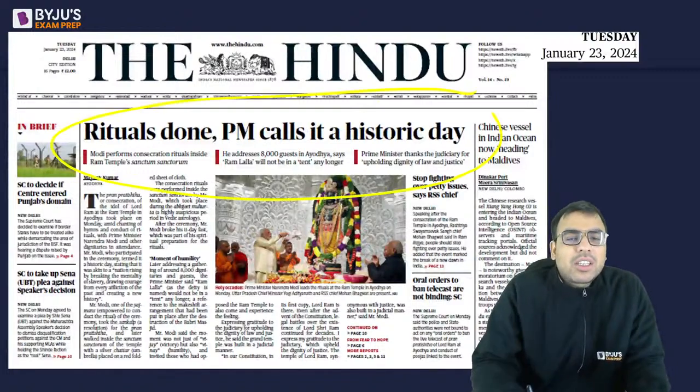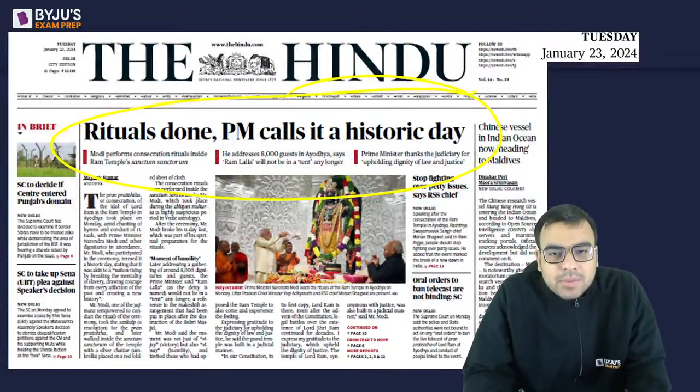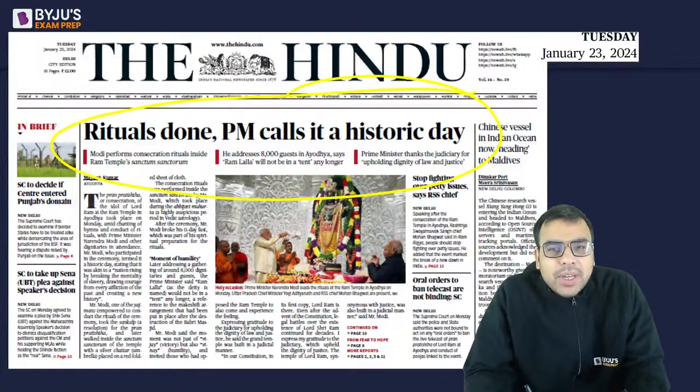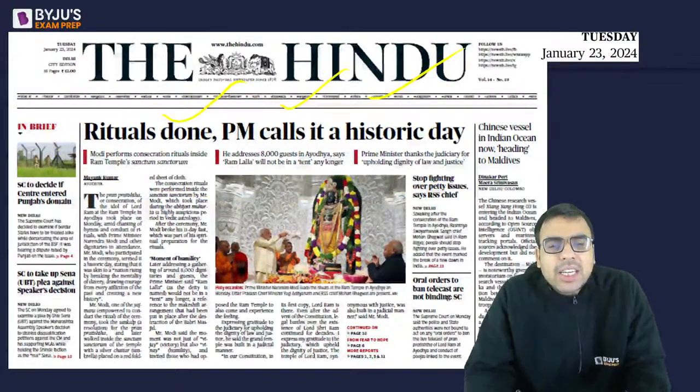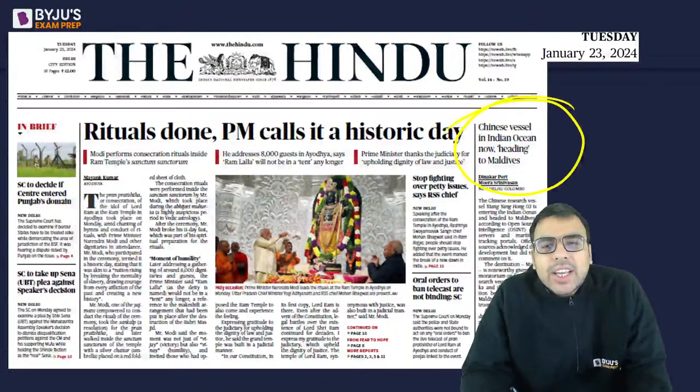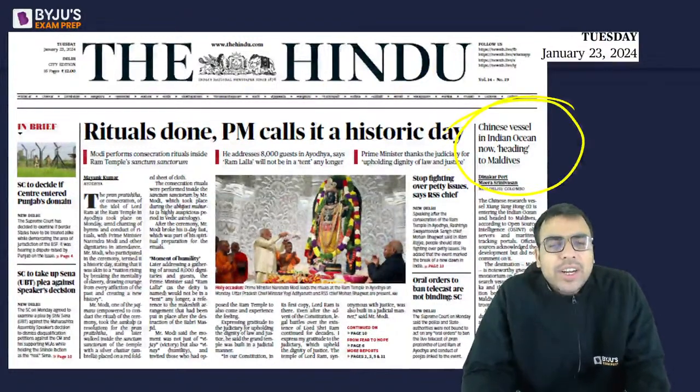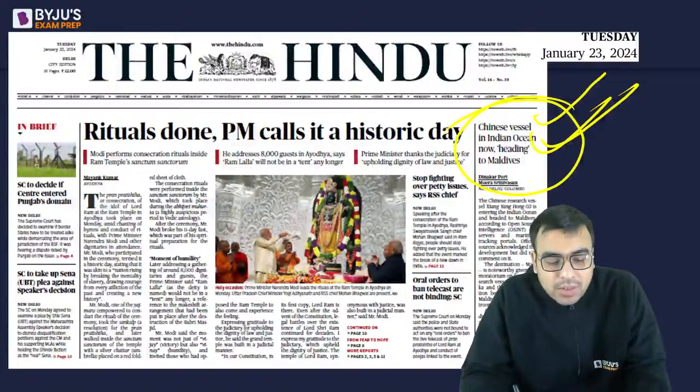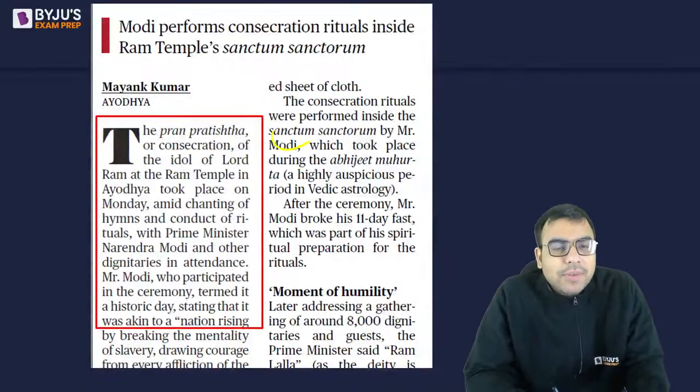This is the inauguration of the Ram Temple that happened in Ayodhya. Yesterday was 22nd January, so the rituals were done. PM Modi calls it a historic day. Then here is an article about a Chinese vessel in the Indian Ocean now heading towards Maldives. This is also very important from a strategic point of view, so we should know about this as well. Okay, so let's start with this one.